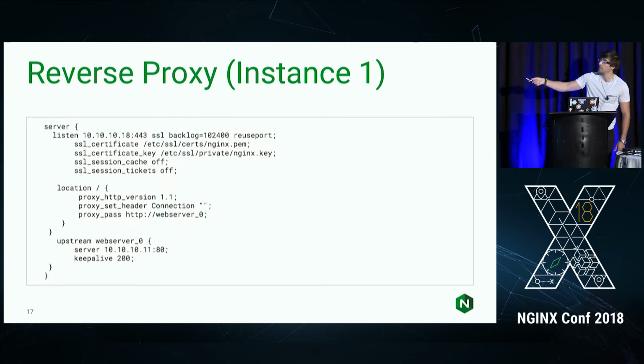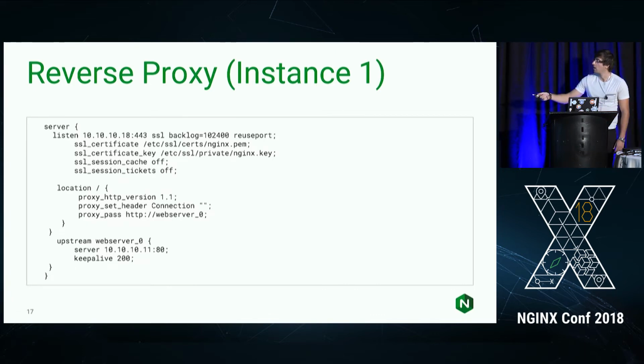Now the reverse proxy, kind of similar. We defined our socket here. Everything is cool, except now we have a location context, and we set the proxy HTTP version to 1.1, which is the recommended protocol for keep alive connections to the upstream. And we set the connection header to blank because we're doing SSL termination. And then we go ahead and proxy that connection to the upstream web server. And we set a cache for the keep alive connections to the upstream servers. So that's the config for the reverse proxy.